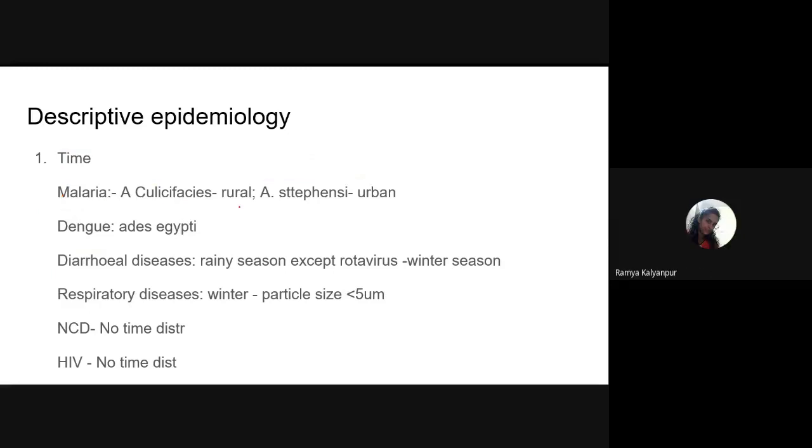And the most commonly asked MCQ question is, in India, the most common Anopheles species related to rural malaria. So in rural areas, malaria is most commonly caused by Anopheles culicifacies. And wherever it is in urban areas, malaria is most commonly caused by Anopheles stephensi. So these names you have to just remember.